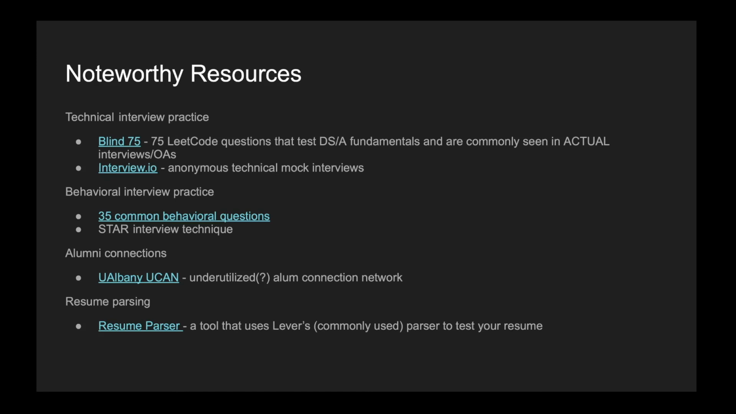And so that is pretty much the end. And I just have a few slides I'd like to go over for some really good resources that I think you would all be able to benefit from.